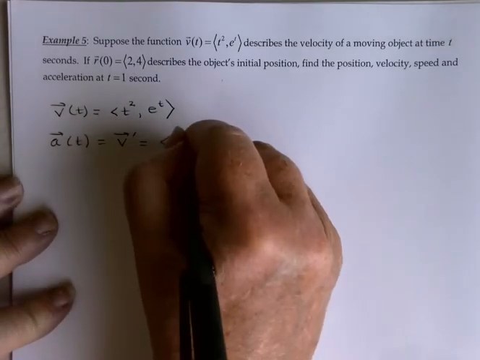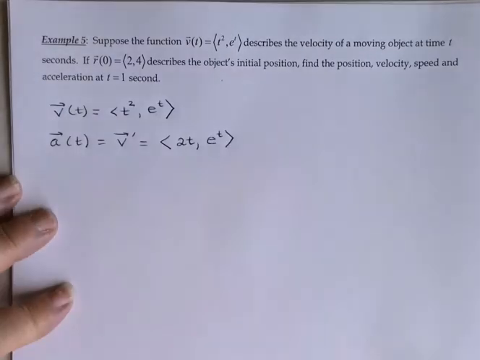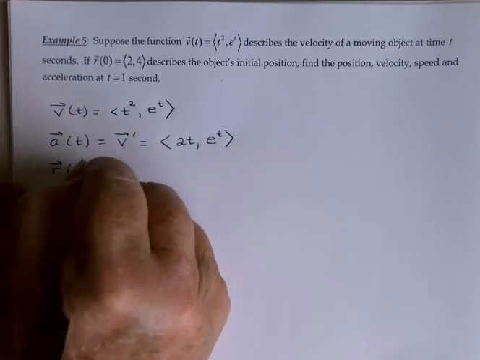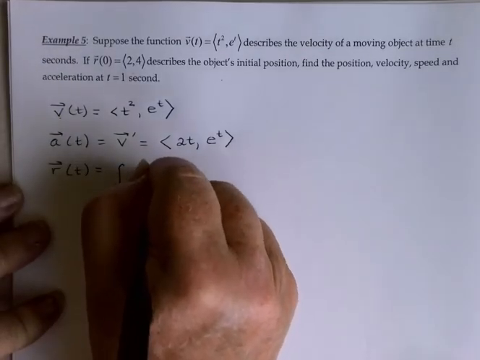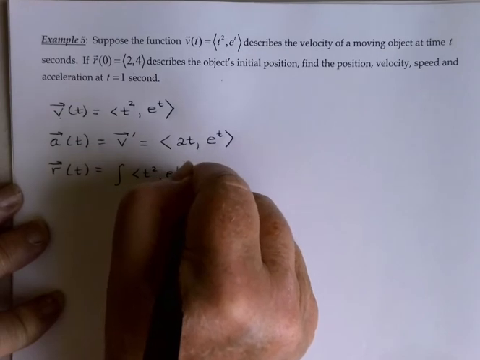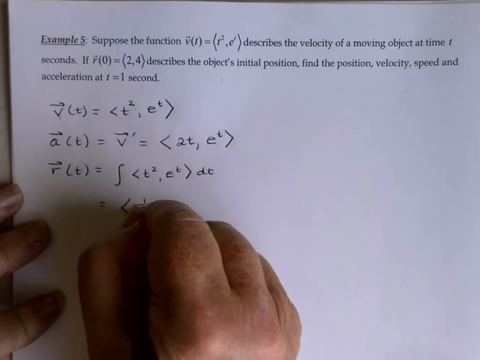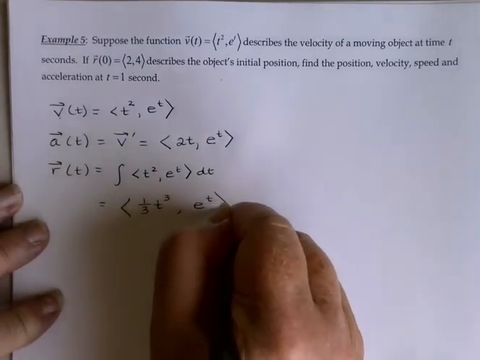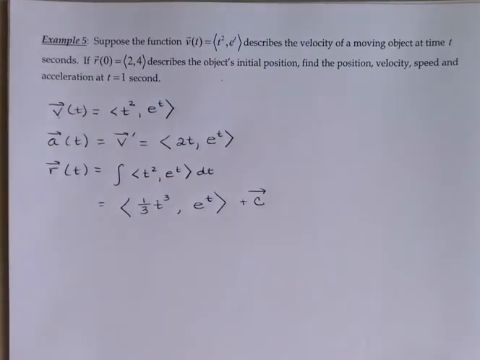So my acceleration vector is going to be 2t e to the t. R would be the integral of velocity. So that one's going to come out to 1/3 t cubed e to the t plus a constant of integration.